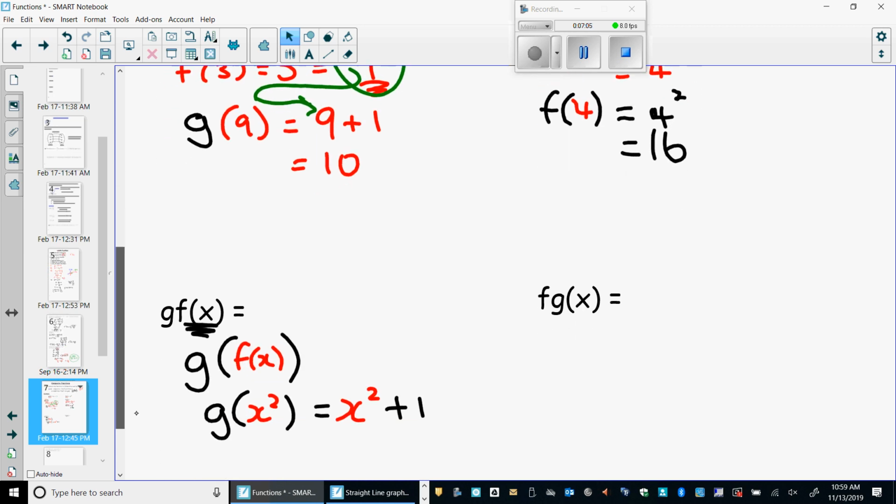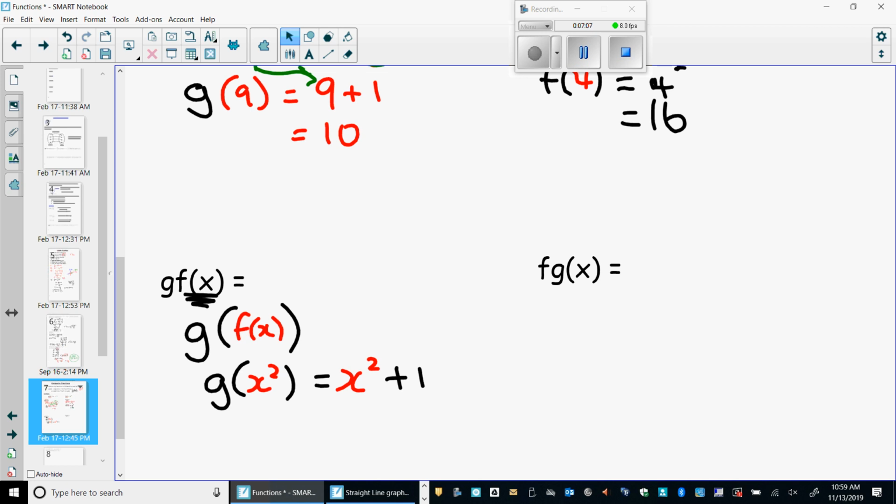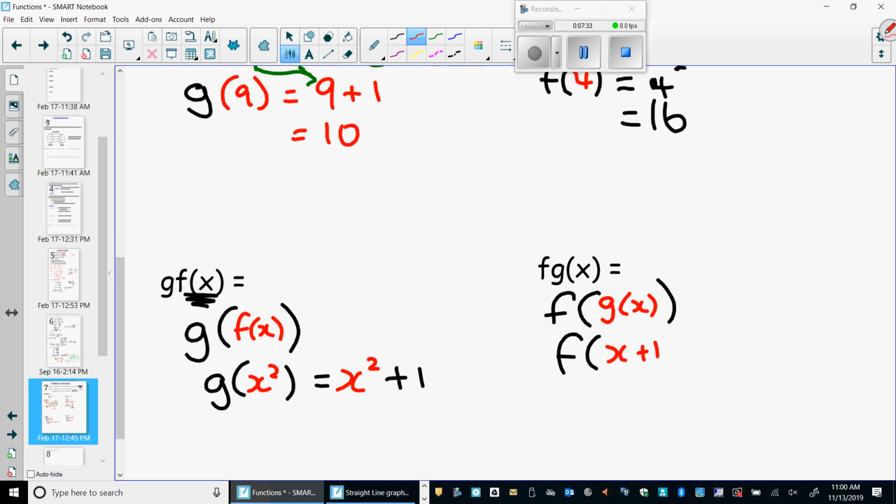Okay. So this one, it's the other way round. We're going to substitute g into f. So this one is going to be f(g(x)). Wherever we see an x in the original function, we're going to write whatever we see as g(x). So this means it's going to be f(x + 1), which means it's going to be (x + 1) squared.